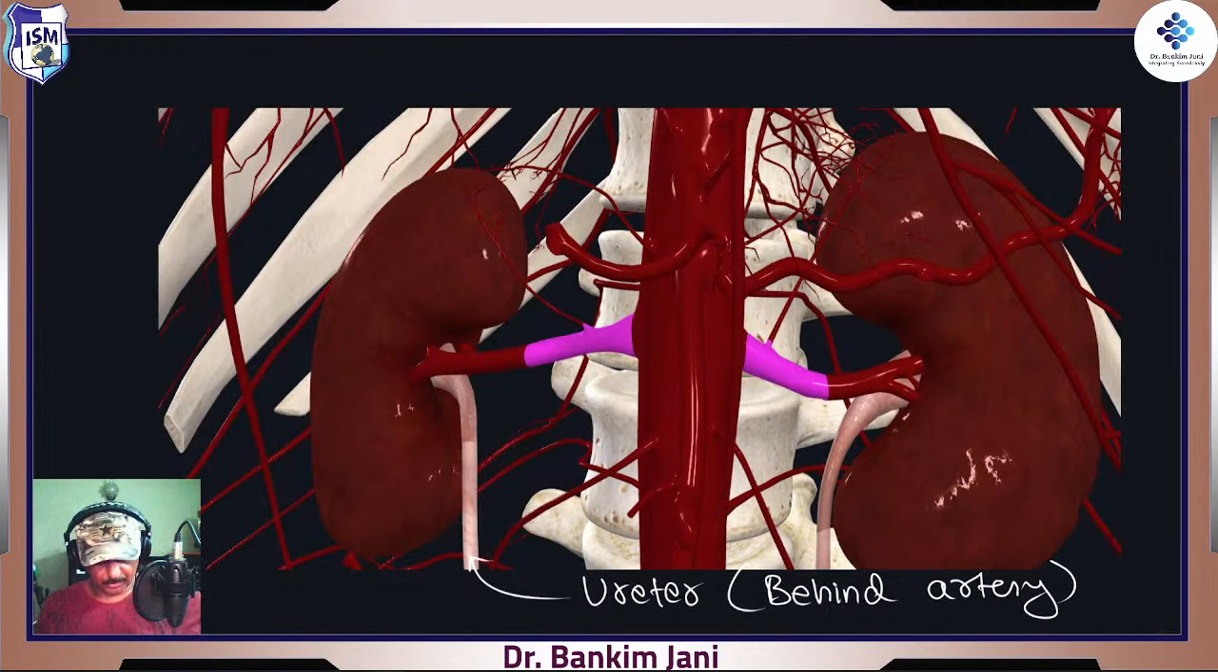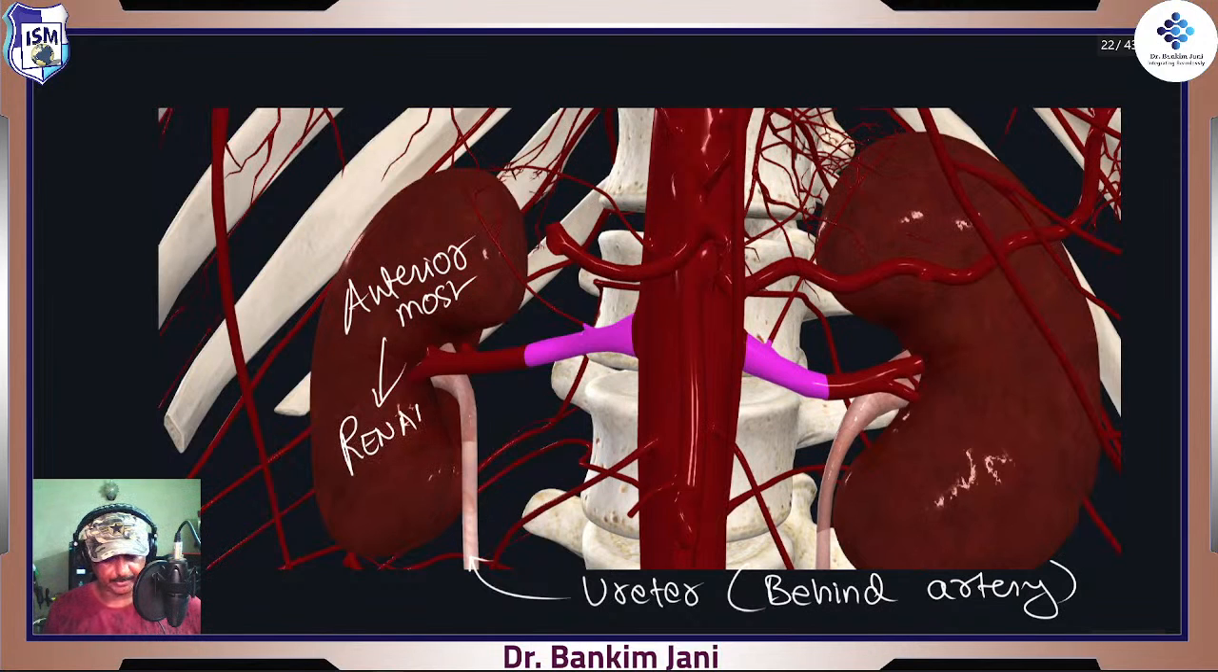right? And over here we don't see the veins, but anterior most is vein, right? That is the renal vein. So I'm writing it on the kidney itself. The anterior most is the renal vein. So yes, these are the kidneys, right kidney and the left kidney. Yeah, this is renal artery. This is renal artery, right?